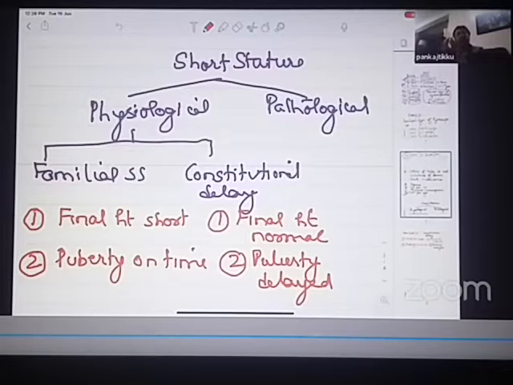How do you define a pathological short stature? How do you classify a pathological short stature? Physiological short stature, I told you, growth velocity is usually always normal. But in a pathological short stature, the growth velocity is usually reduced.